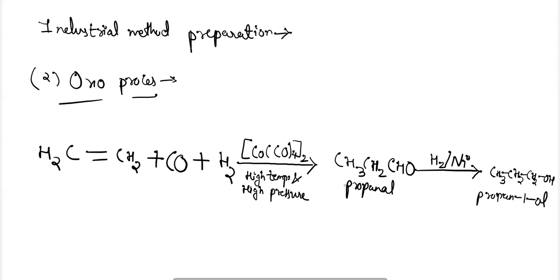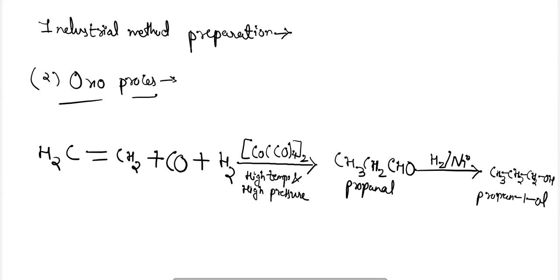Next is the fermentation method, fermentation of carbohydrate. In that, the fermentation of the carbohydrate takes place with enzymes. Okay, in the presence of biological enzymes, the ethanol is produced.